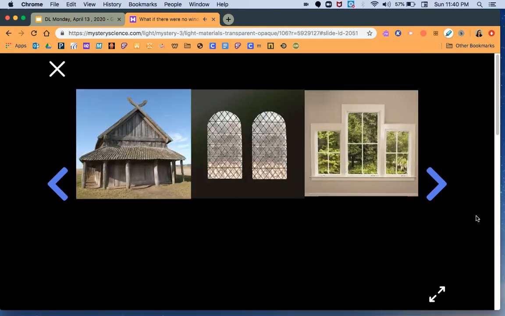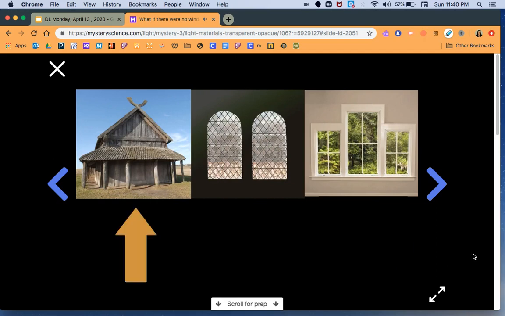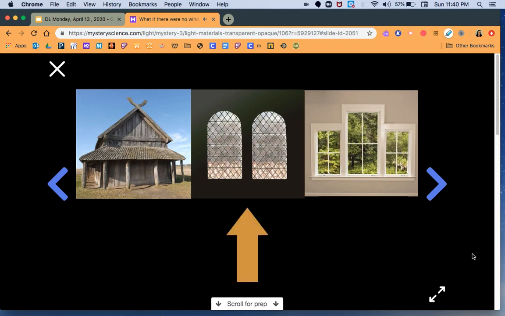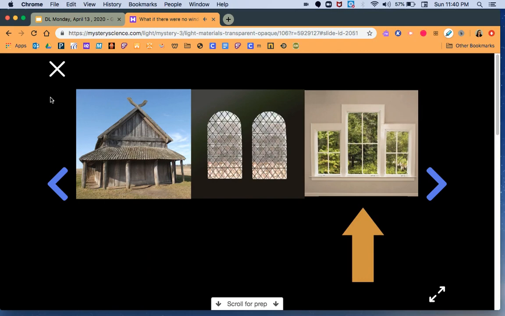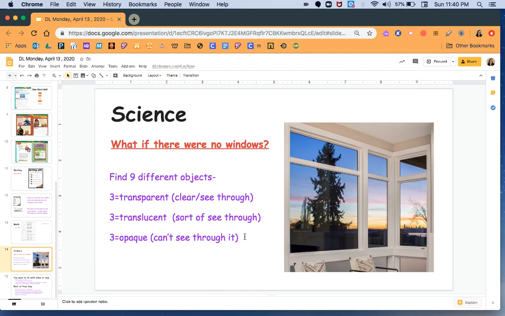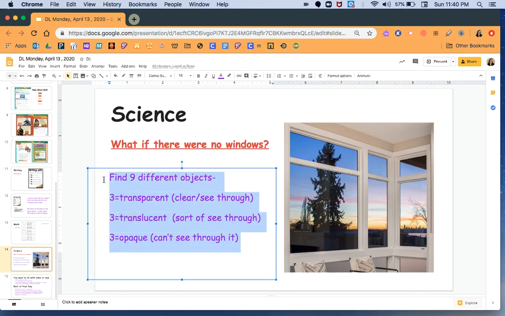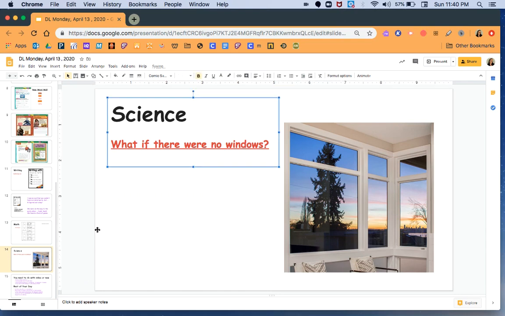So we've seen that in terms of how see-through something is, there's not see-through in materials like wood, there's kind of see-through, like the first types of windows, and there's completely see-through, like today's glass windows. So, we were going to do this today, and we are going to save this for tomorrow, and not find our different objects because today's lesson was pretty long. So tomorrow you're going to have to do a search in your house for those three things: transparent, kind of see-through, which is translucent, and opaque.